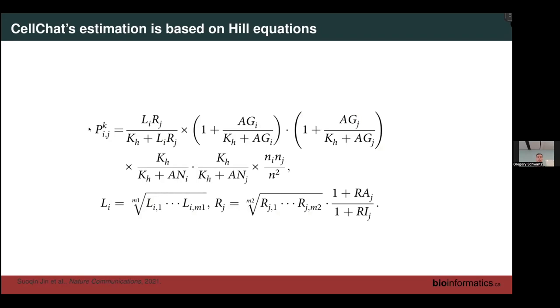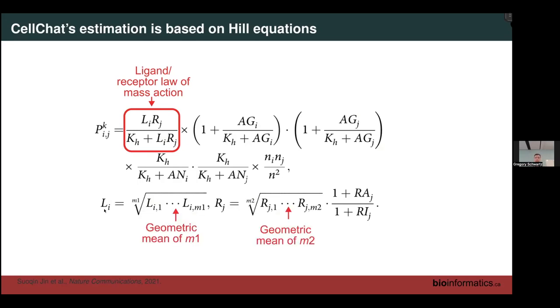So basically, the probability that a sender cell type I is talking to a receiver cell type J with ligand and receptor pairs of L and R are defined first by this Hill equation of the ligand receptor: the average ligand gene expression multiplied by the average receptor gene expression on the receiver cell type. And these are defined not just by the expression, but it's the geometric mean of M1 subunits of the ligand, just in case there are additional subunits. Same with the receptor, it's the M2 subunits.